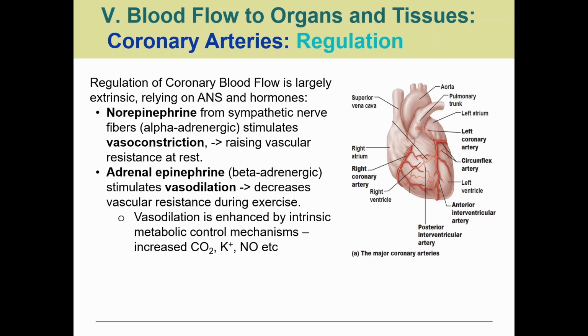Things that regulate coronary blood flow, a lot of it is autonomic and hormones. So norepinephrine is going to stimulate vasoconstriction, which will increase resistance. Epinephrine will stimulate vasodilation. This is going to decrease resistance, like during exercise. And then other things like increased CO2, increased potassium, nitric oxide.